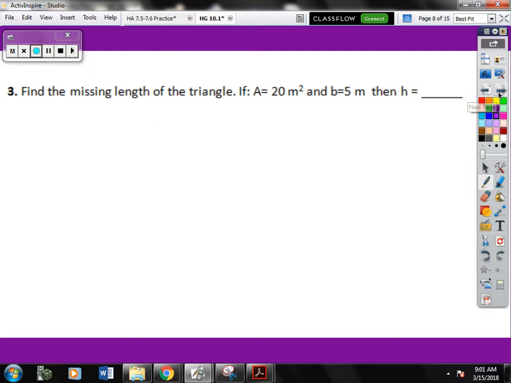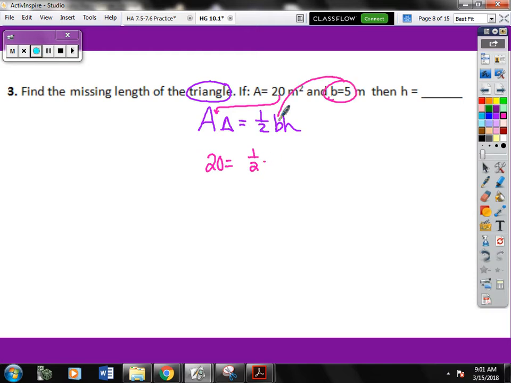Number 3, they give us the area of a triangle. They want us to find the missing length of the triangle. So we'll use the area of a triangle formula. They give us the area, which is meters squared. That does not mean you square 20. 20 is just 20. So 20 will go in for the area. The base is 5. That goes in for B. H, we don't know. So then we just have to solve out for H.